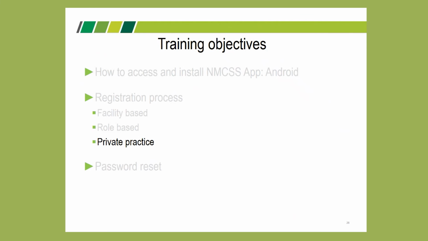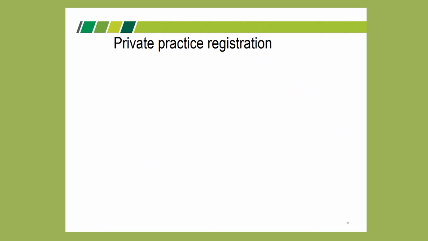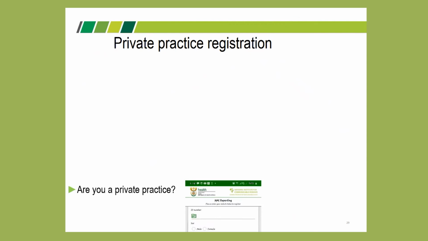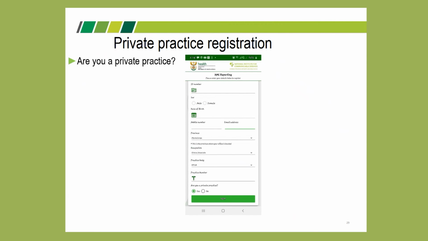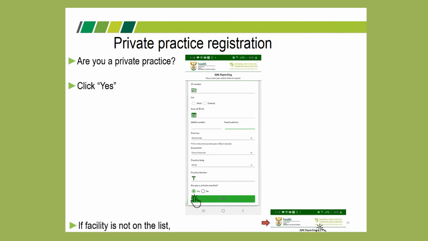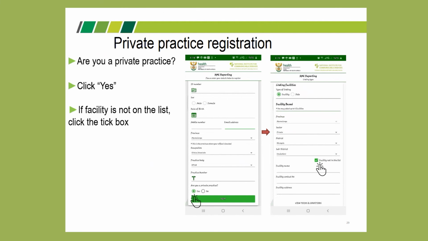If you are working in a private practice, this is what has to be done. Private practice registration. It will first ask you, are you a private practice? You're going to click on Yes. Once done, if the facility is not on the list that we have once you drop it down, click the tick box. Once you click the tick box, it will allow you to put in your facility name and your facility details, contact details, and the street address.